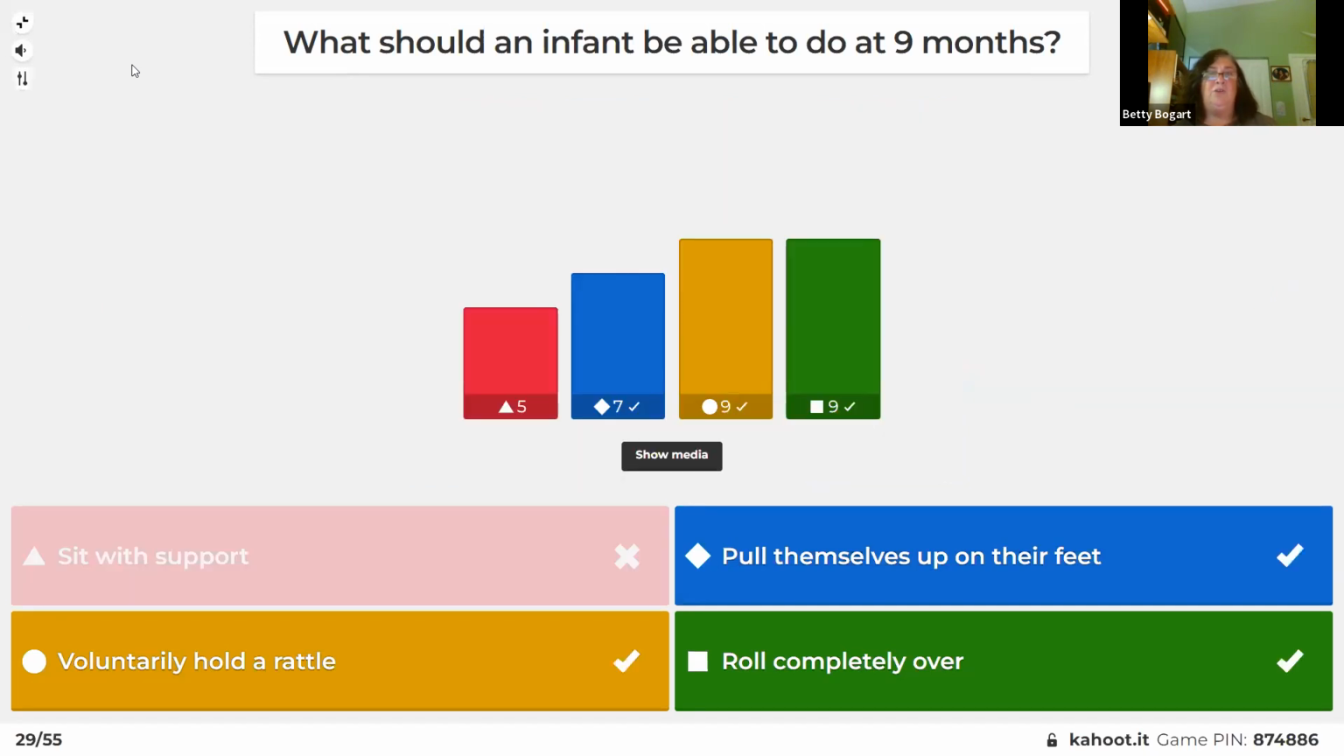And be careful as you're reading these things. They should be able to sit unsupported. They don't need support. Yes, they can voluntarily get that rattle now, and they should be able to get up on their feet. And we just went over it, should be able to roll over completely at 6 months.